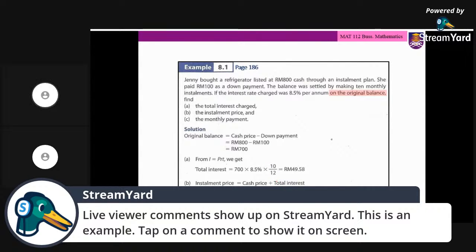Okay, then you calculate the installment price, which is we use the formula cash price plus total interest. So we have 849. Then C, we want to calculate the monthly payment, which is the original balance plus total interest divided by number of payments. So we have 74.96.